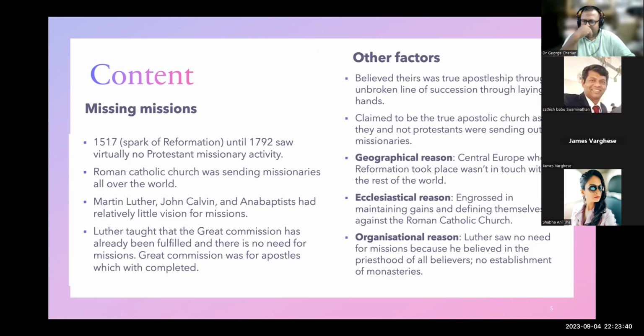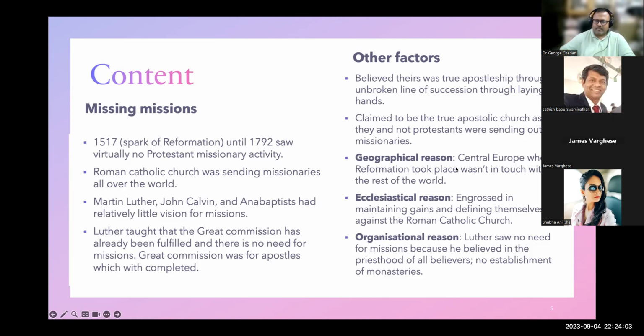So they say that anyway, we are the true apostles, and we are doing the work. They said it is them, the Catholic Church, and not the Protestants, who were sending out real missionaries to the world. So the Catholic Church claimed that yes, we are the apostles and we are continuing that work.